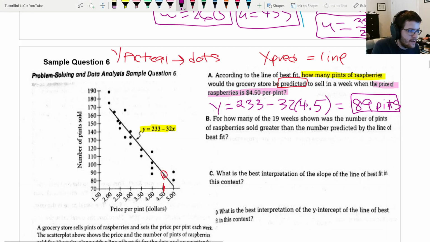So, for example, if I was at this price, the actual y value is here, not on the line.